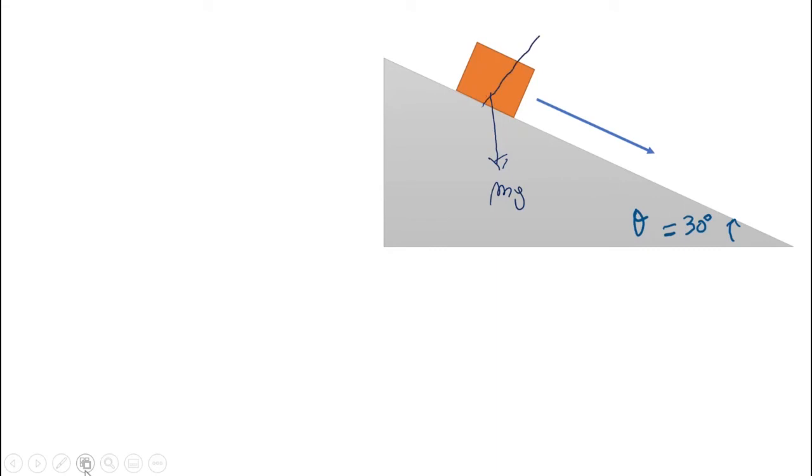The normal force is perpendicular to the surface where the object is located. mg is perpendicular to the ground. Then we have friction force on the surface. By definition, the friction force is against the motion. The object will be sliding downward. The friction force is in opposite direction of motion.